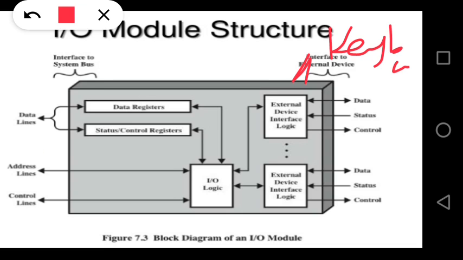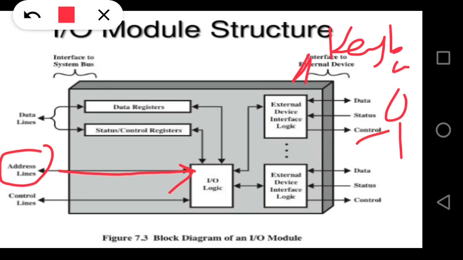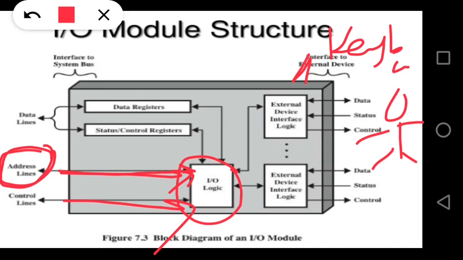So initially the processor sends an address line that the user wants the program. If you write a program like scanf, then the user has to enter the data using keyboard. So the processor issues an address line and also sends some information using control line. So based on this, I/O logic will send it to the concerned external device interface logic, in this case, the external device interface logic for keyboard.